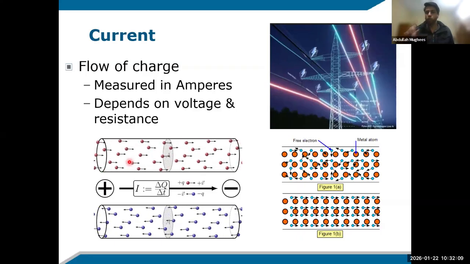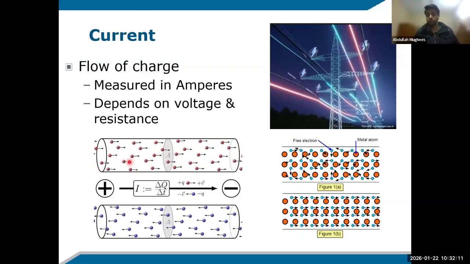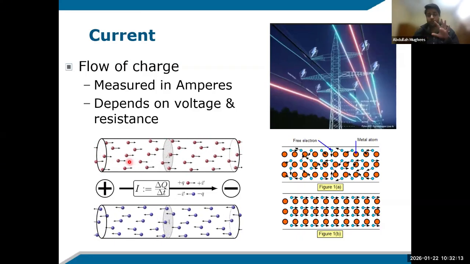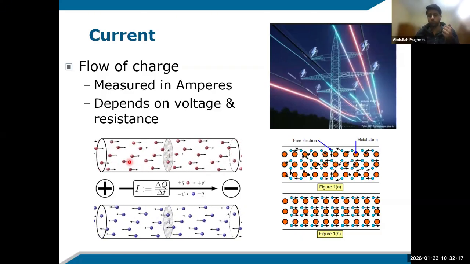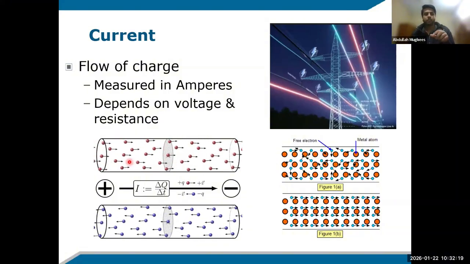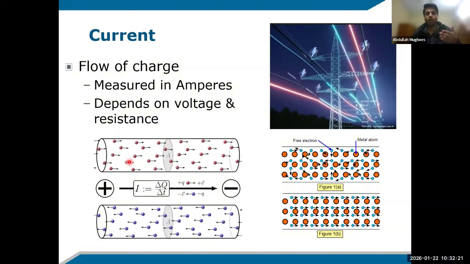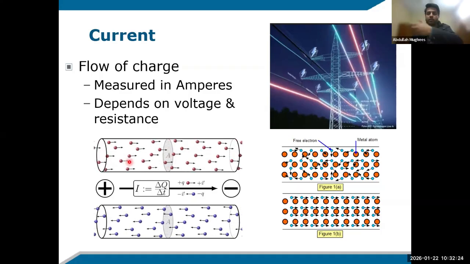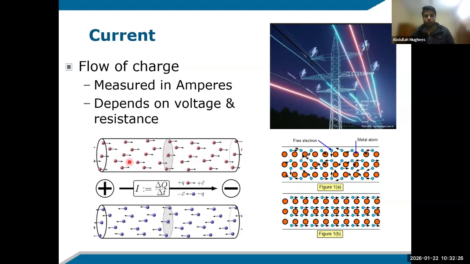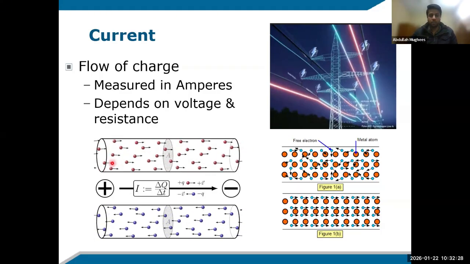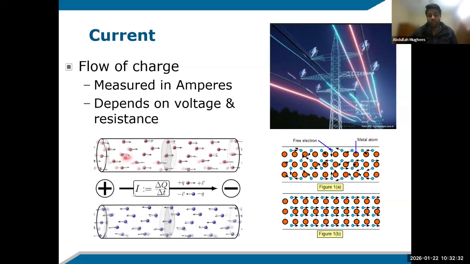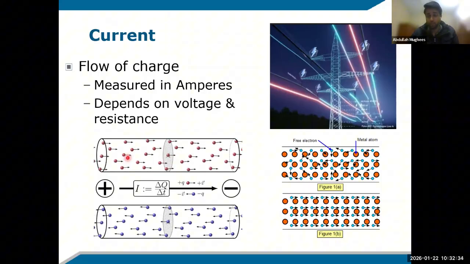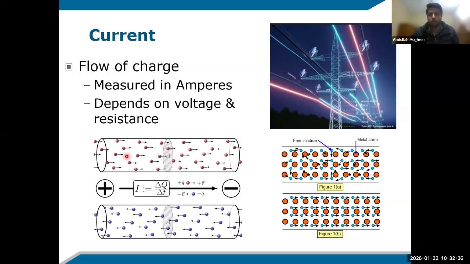If they are not flowing, there is no current. The electrons are always present. They always have the potential to do something, but there is no electricity unless they all flow in a certain direction. In this animation, we see that all of these electrons are flowing in a certain direction. They are not randomly moving. Now there is current flow.